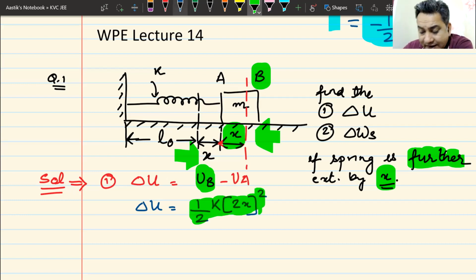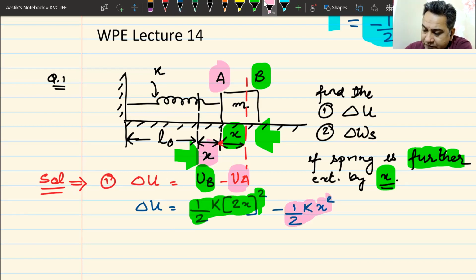Well done. Then comes the initial point. I will mark it by pink. Initial point A, initial energy U_A. Here is the point. Here is the extension. Extension is only the pink one, not the green one. Let's find out the extension. Extension is x. So minus half k x squared, the pink one. You can easily solve it, get the answer and stay happy. So this will be equal to, I think, 3 by 2 kx squared, right?